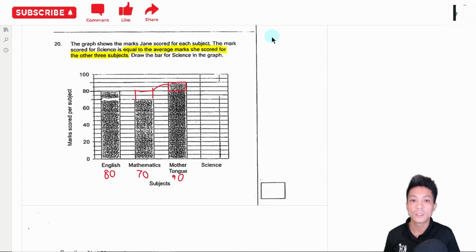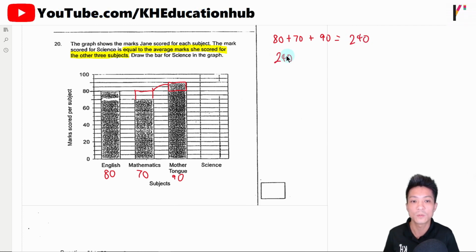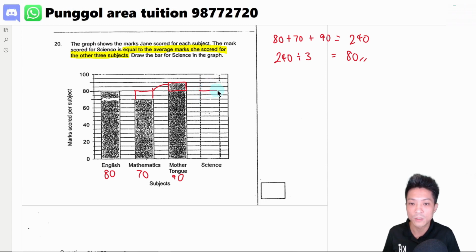So I'm gonna do the working here. 80 plus 70 plus 90 will give me 240. And then the last step will be to do 240 divided by 3, which will give me 80. So to draw the bar for science, it will be 80, that means until here. Just complete it. I'm gonna shade it up so that you can see it clearly.